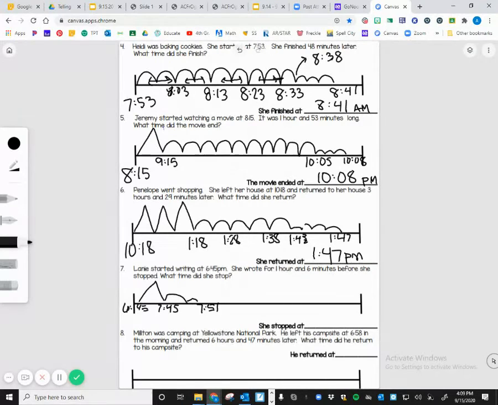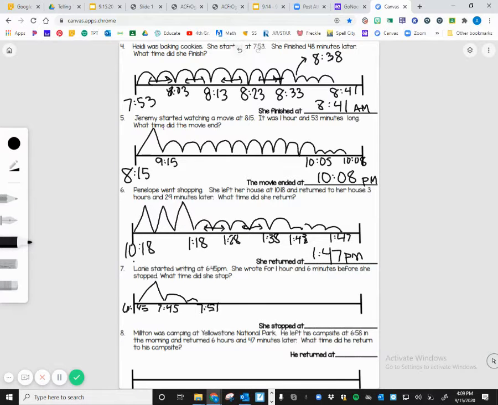Number 5, 8:15, mountain to get to 9:15, hills to get to 10:05, and then rocks to 10:08. Number 6, starting at 10:18, mountains to 1:18, and I did the same thing because this is a nice even grouping, so I added these together to make 10, group of 10, group of 10, and 5 more to get me to 1:43. Count on to get me to 1:47 p.m.